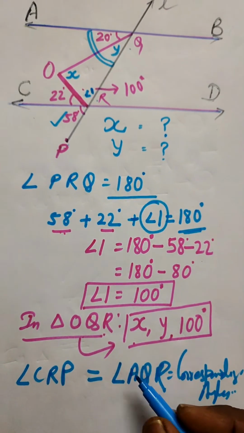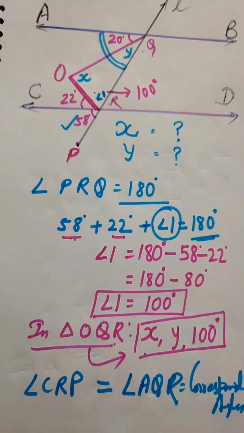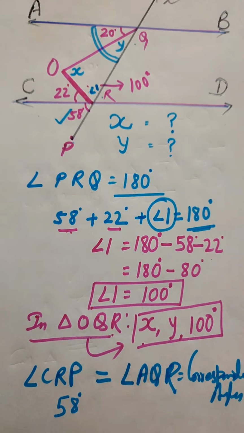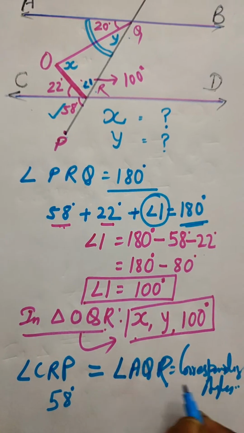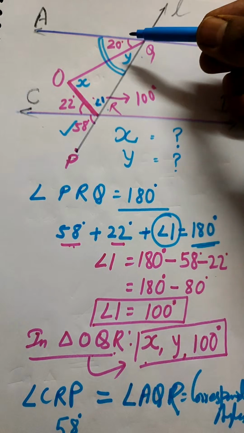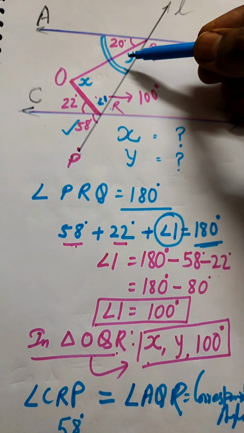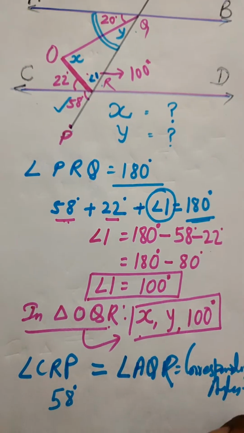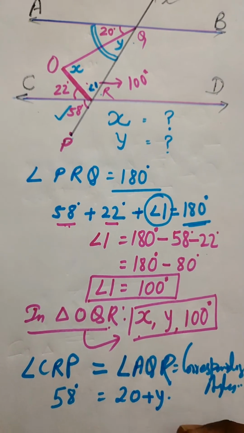Now angle CRP is a known value to us, that is 58 degrees, right? So put in the value of 58. And in place of AQR, you know this AQR consists of two angles, 20 and y. So just put in this value of 20 plus y over here, so it will be equal to 20 plus y, right?